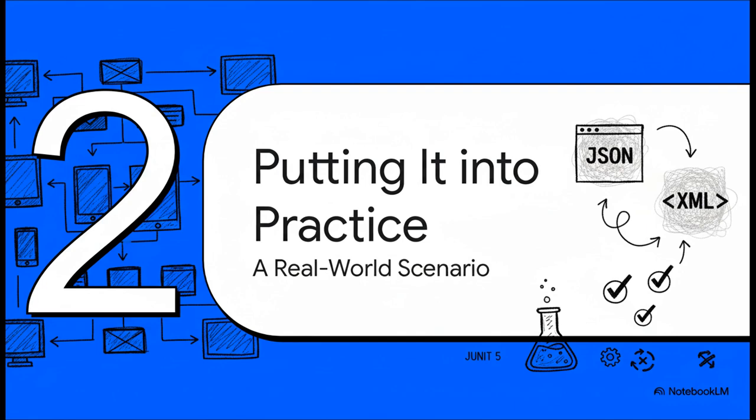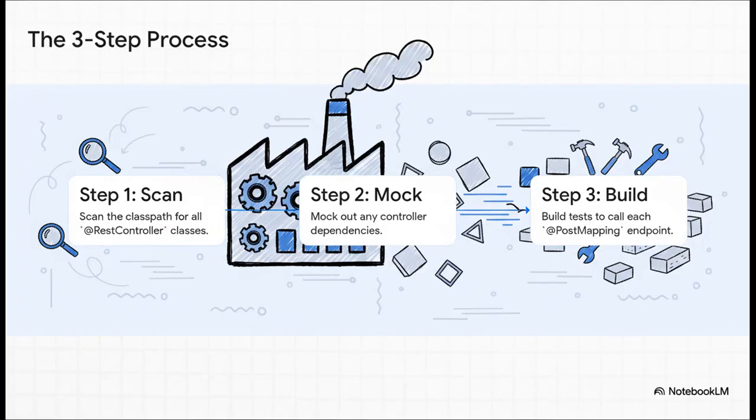Let's make this real. We're going to walk through a super practical scenario, automatically generating tests to make sure that every single POST endpoint in our API accepts the content types it's supposed to, like JSON and XML. And you know what? The logic here is surprisingly simple. Our test factory is going to do 3 things. First, it'll scan our whole project to find all the API controllers. Second, it'll create some simple dummy objects for any dependencies those controllers need. And finally, for every controller it finds, it'll locate all the POST endpoints and automatically generate our tests.